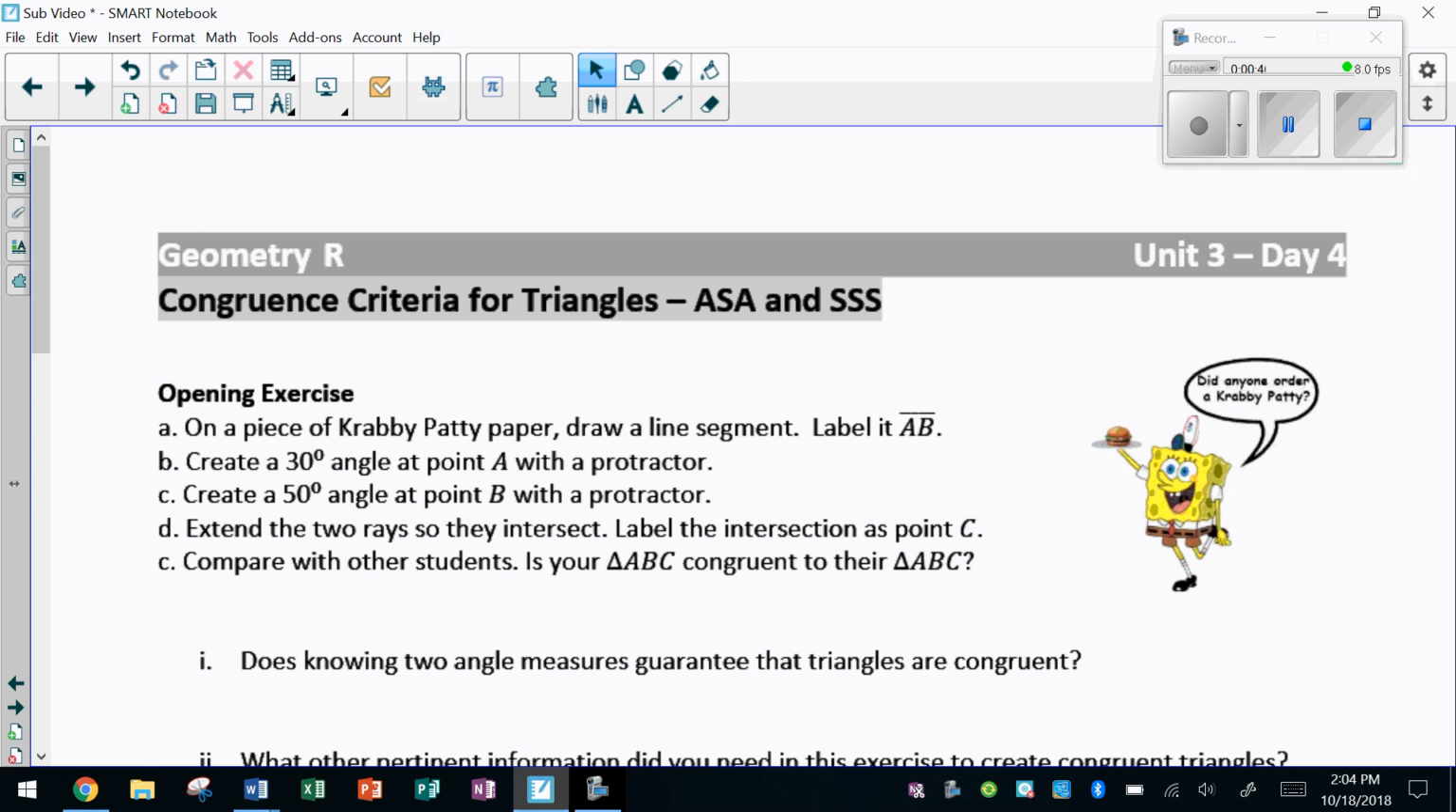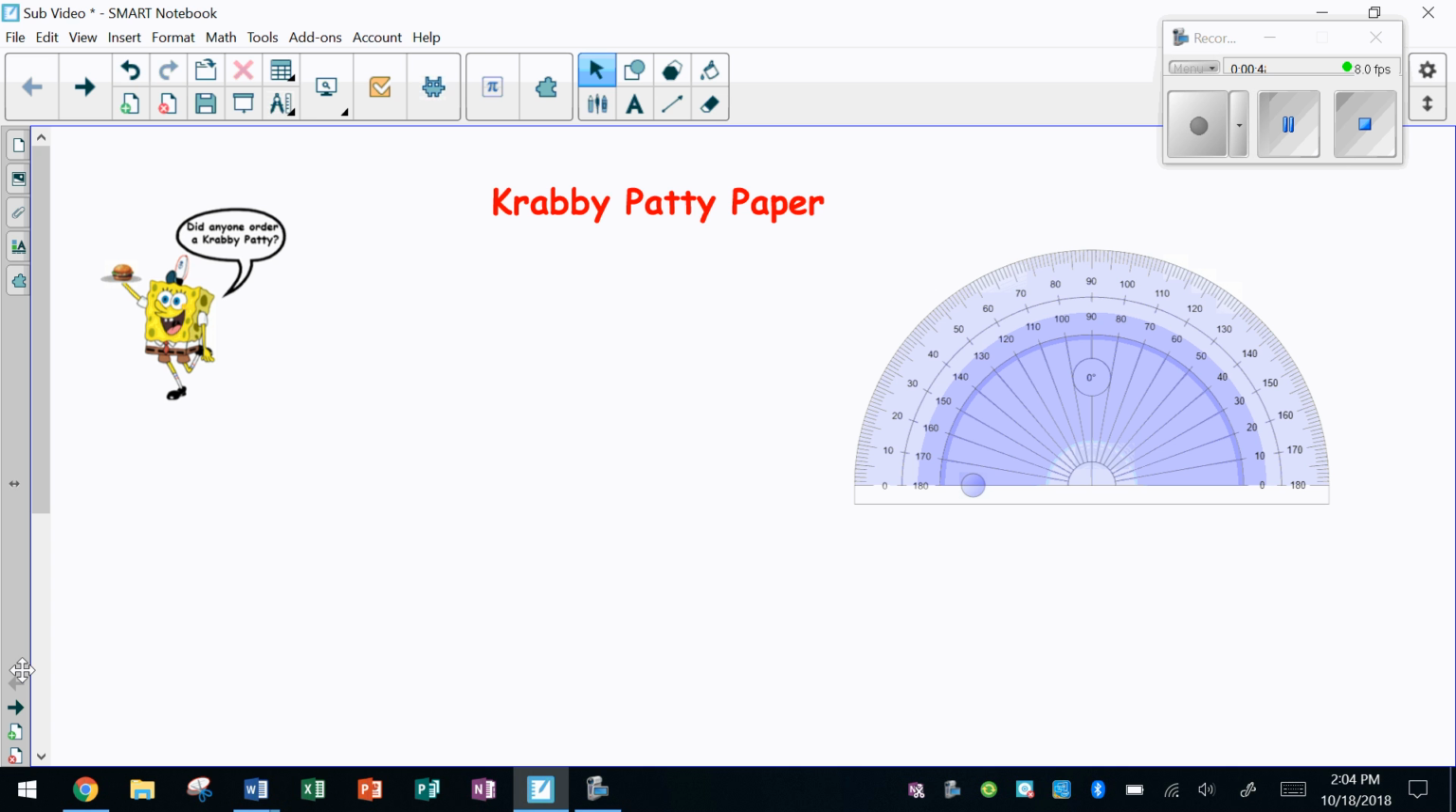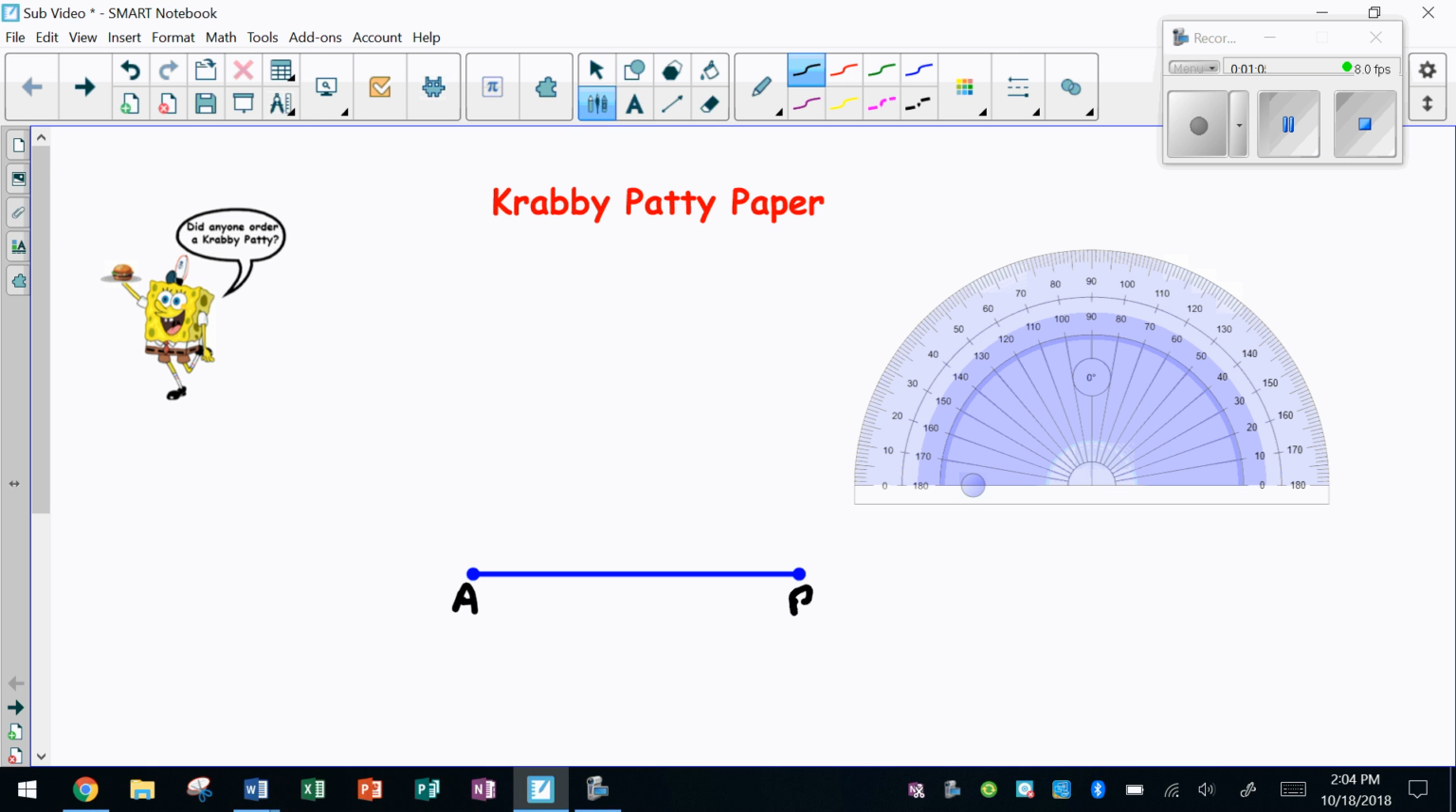Okay, so once you have your piece of Krabby Patty paper, let's follow the directions on the opening exercise, which is here. On your piece of Krabby Patty paper, please draw a line segment and label it AB. Any line segment you choose, whatever you want, you're going to label it AB. So here's my line segment. And this is A. That'll be B.